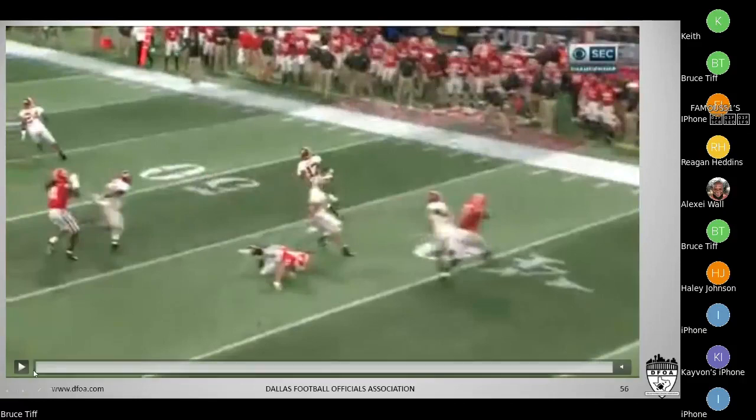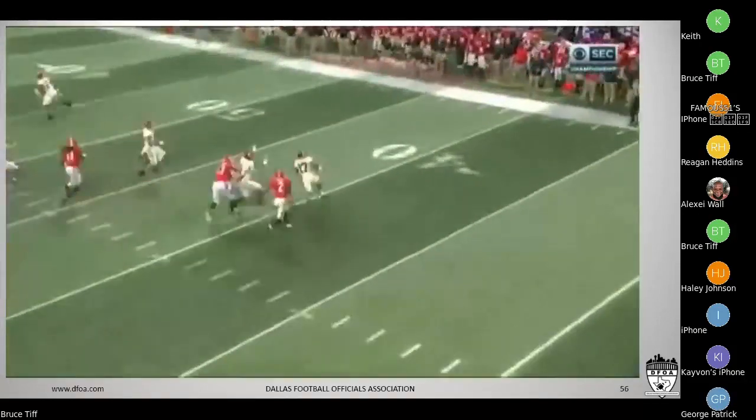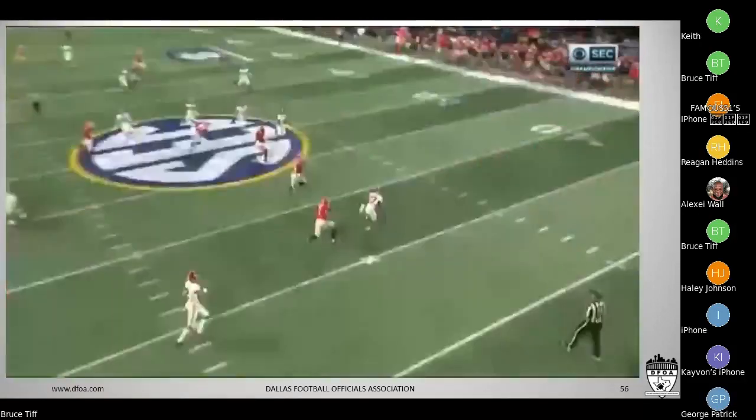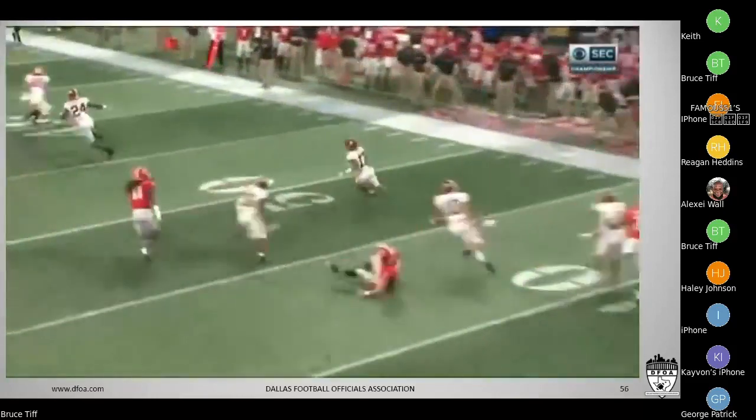A good example of, you could argue this is a blindside block, but it's not forcible, not attacking in any way. This is definitely what the NCAA and UIL would rather see.